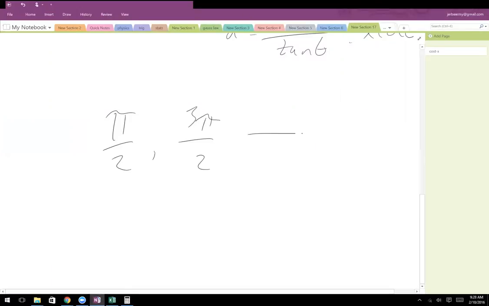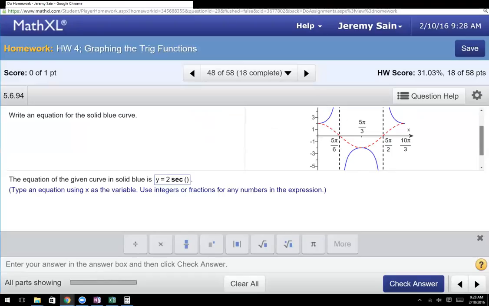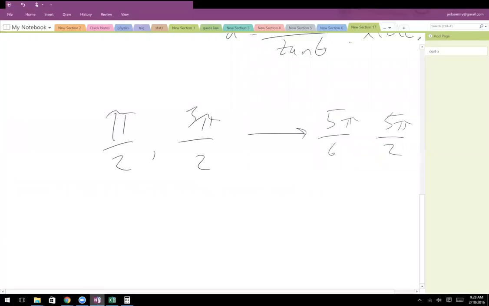Work! There we go. 5 pi over 6, 5 pi over 2. How are we going to do that? How are we going to change pi over 2 to 5 pi over 6, and change 3 pi over 2 to 5 pi over 2?